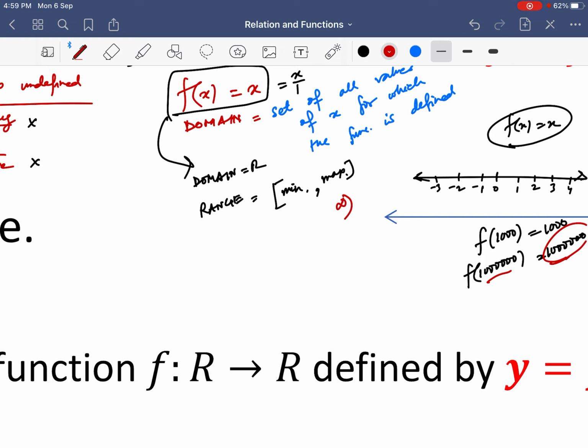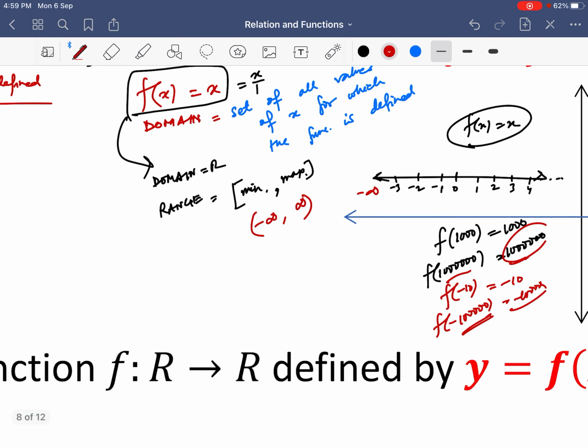And what about the minimum value? Again the same thing. If I do f of minus 10, what is it? Minus 10. And f of minus 10,000 is also the same thing. If you keep on decreasing the value inside, you will get the same value out, which will also keep on decreasing. So here the minimum value is minus infinity. This minus infinity to infinity is nothing but the number line itself. So again the range will be R, the set of real numbers.